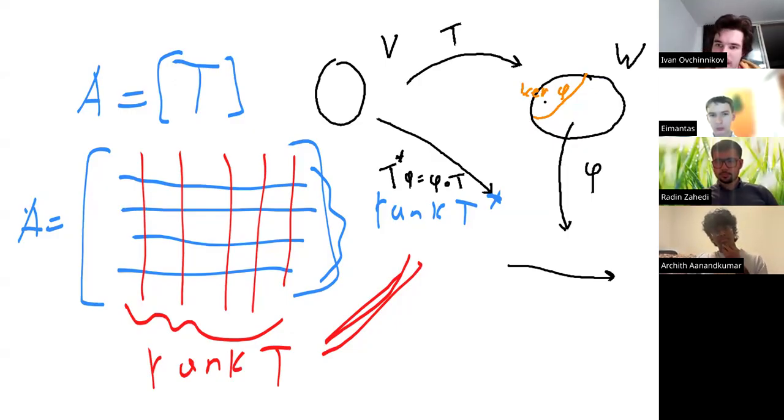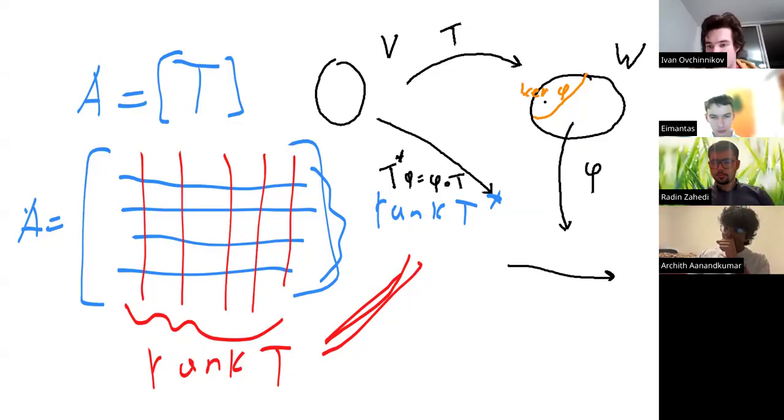Okay. Well, let's see what needs to happen for phi to be sent to 0 by T star. This is a question to everybody else. This is the one point that I want people to really understand, because this is the crux of the whole thing. Suppose this part is the part that phi sends to 0. Under what condition does T star, so precomposing phi with T, send phi to the 0 linear functional? What needs to happen?